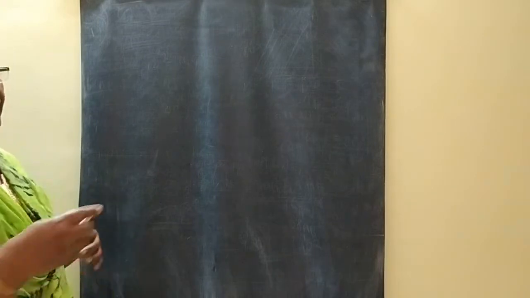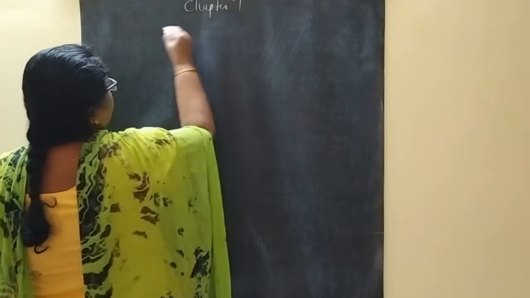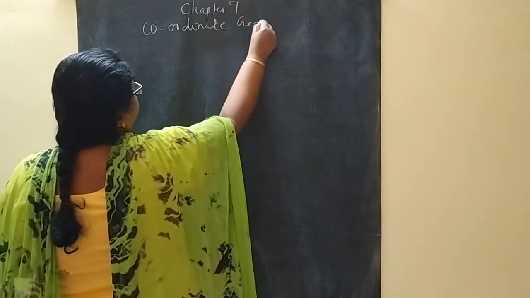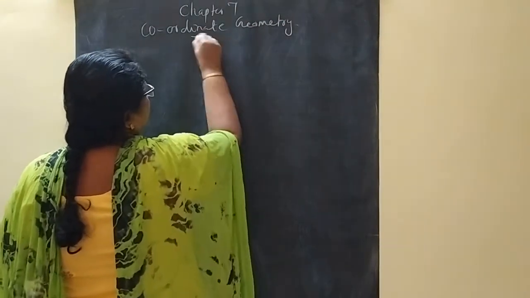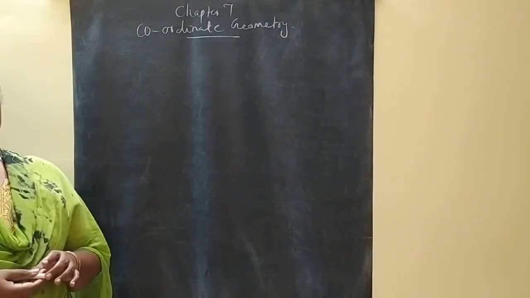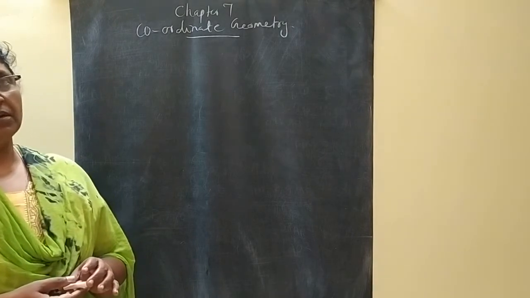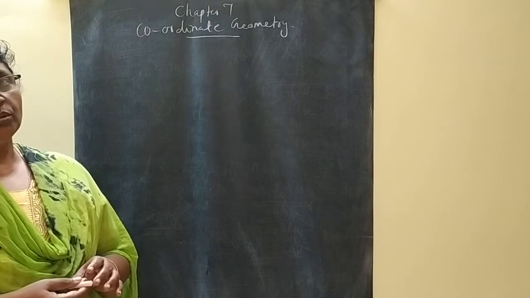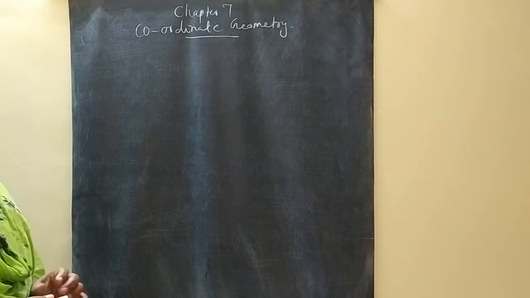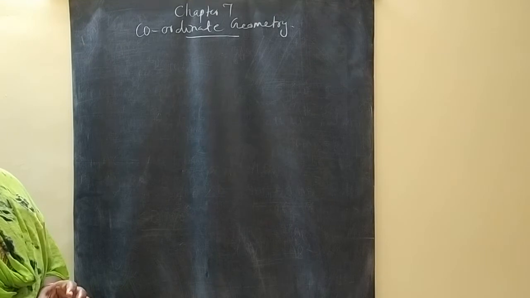So now we will study the next chapter, chapter 7, coordinate geometry. Chapter 7, coordinate geometry. So in 9th class you started studying this coordinate geometry part. How to mark a point on a graph sheet. Okay, that and all you studied.